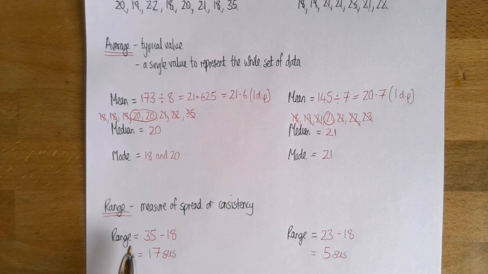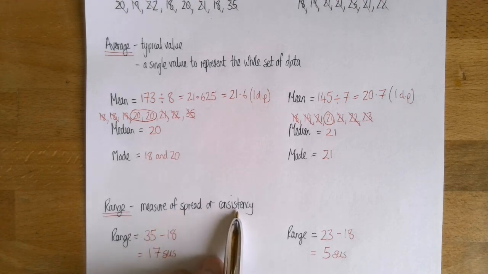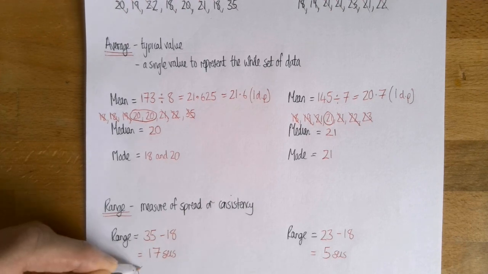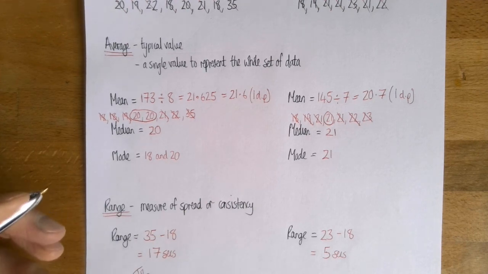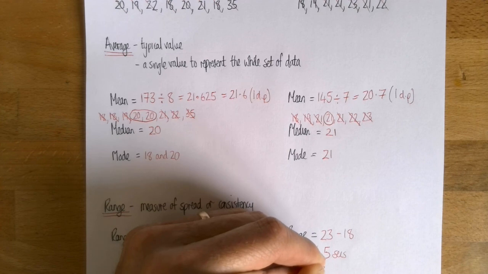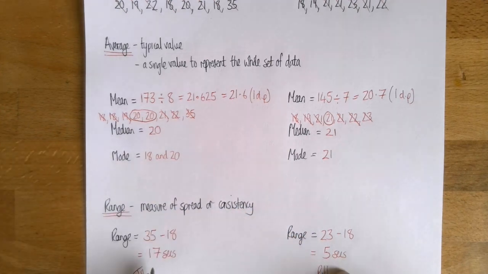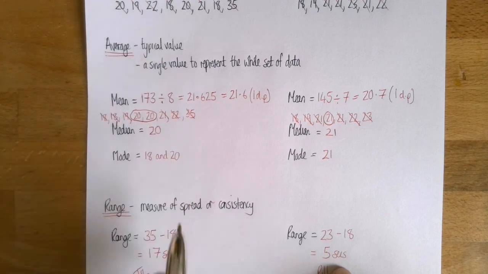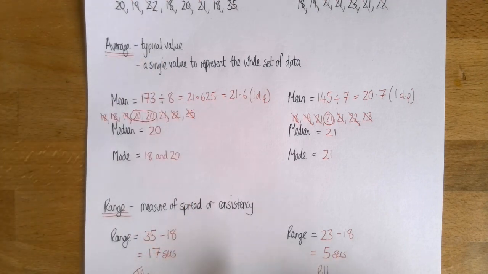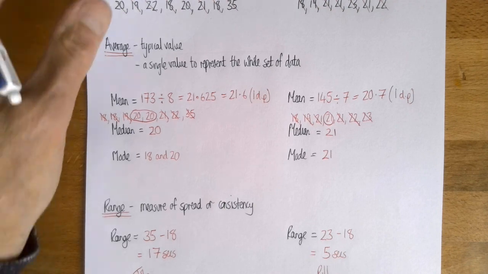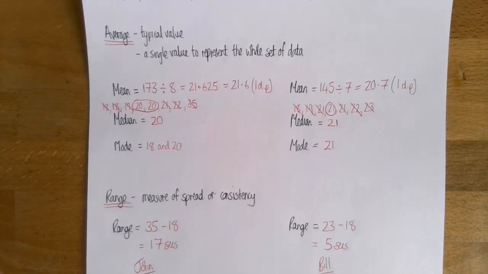So we can now talk about how spread out the data is or how consistent they are. This is John, remember, on the left, and this is Bill on the right. Very important that you don't confuse this with an average. This isn't another average, it's not a typical value. It's a way of measuring how spread out a set of data is. And the range on its own is useless. It's useless saying his range is 17 seconds. It's only useful when we have 2 sets of data.